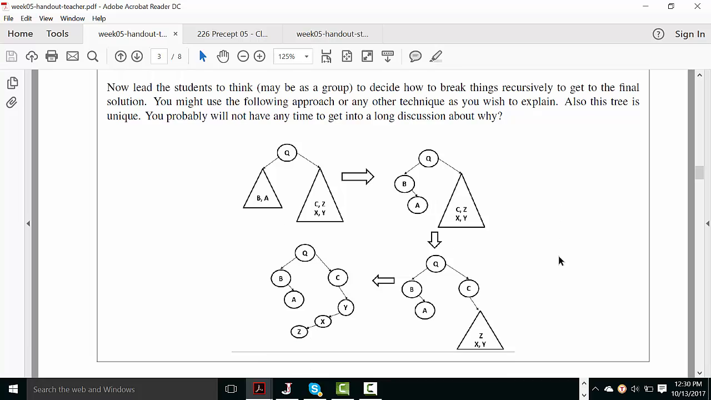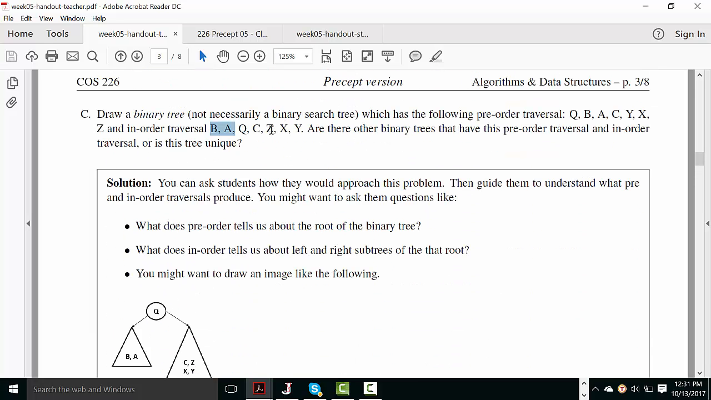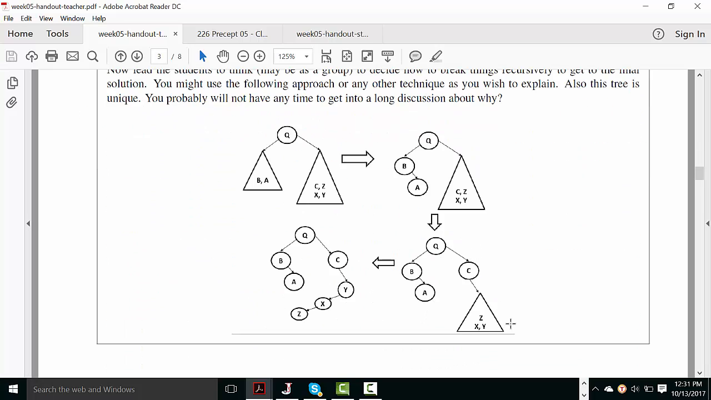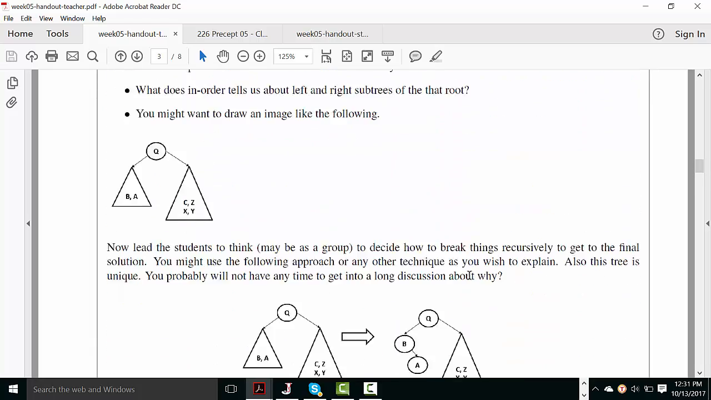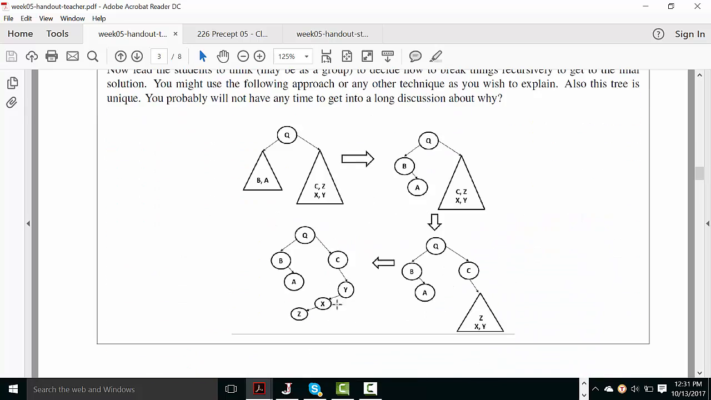So in this case, given these, looking at the pre-order, who is the root? C comes first, so C's got to be the root. And the other guys are to the right of C because the in-order tells us that the right of C contains Z, X, and Y. So Z, X, and Y have to be to the right. And now we are trying to determine out of Z, X, and Y, which one is the root. If you look at the pre-order for this group, it tells us who is the root of that. That's going to be Y. Okay, so the root is going to be Y.